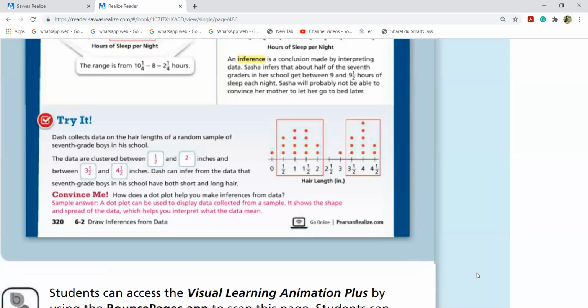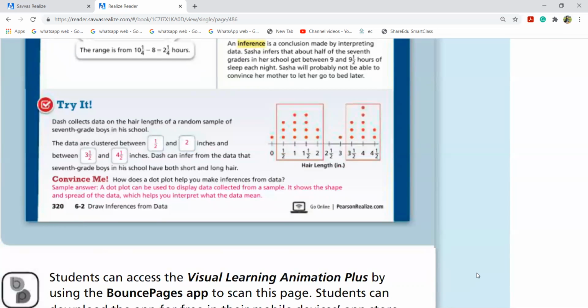So here, Dash collects data on the hair length of a random sample of the 7th grade boys in the school. Okay, she went or he went, I don't know. Usually these names confuse me whether they're boys or girls. So they went to a class of grade 7 boys, and they are just taking an average hair length of random samples. When I say random samples, I'm not taking the whole of grade 7. I'm just taking a few from grade 7, and then here they have shown.